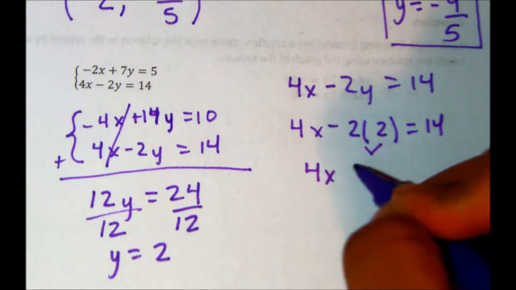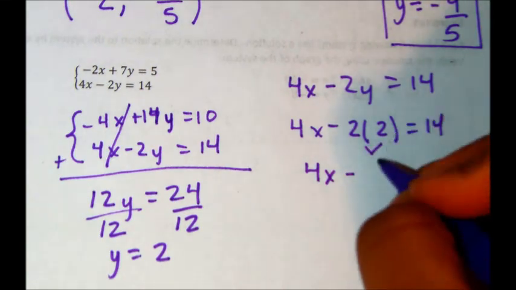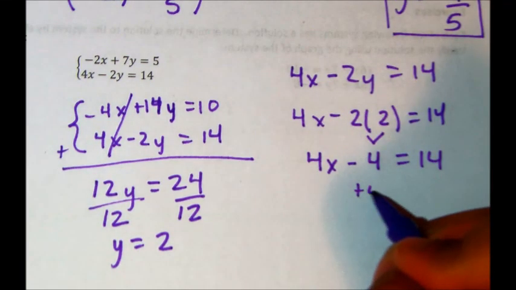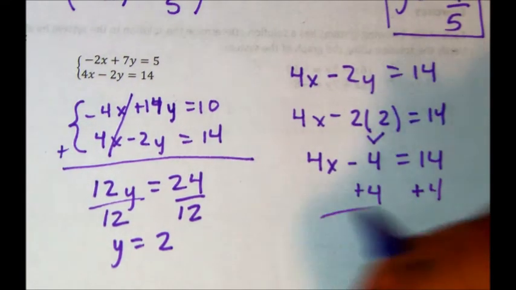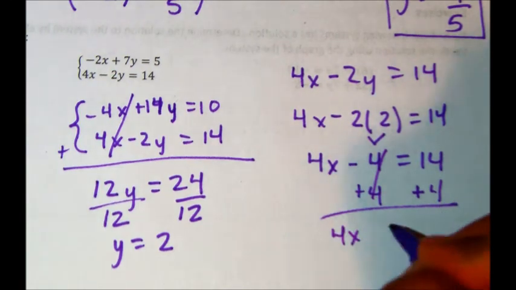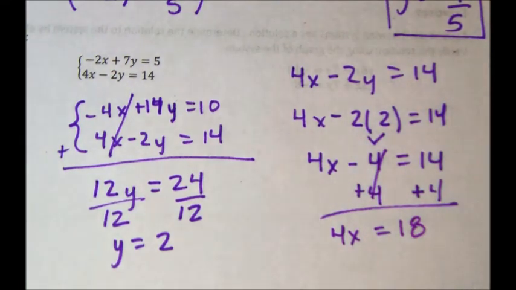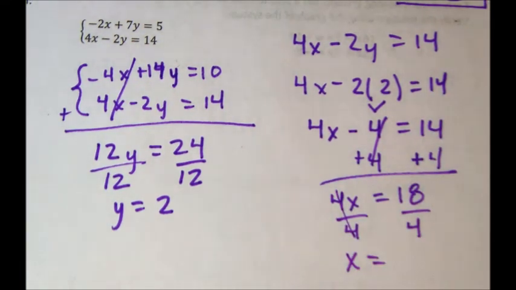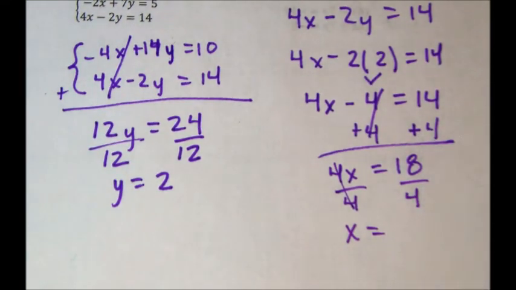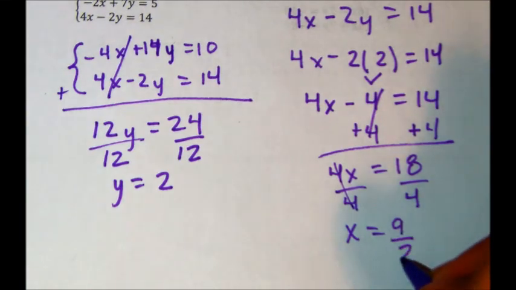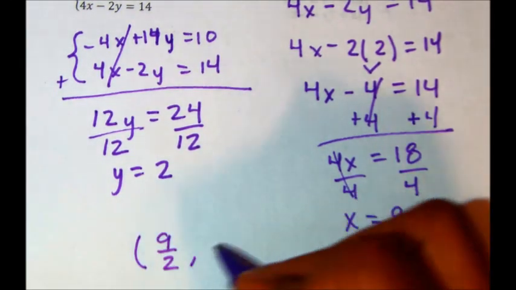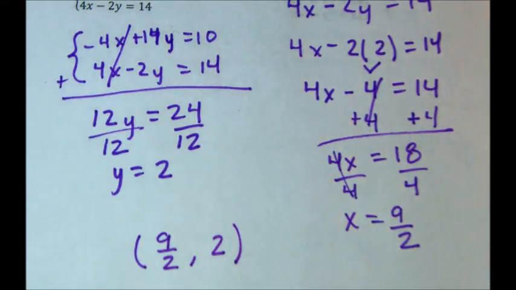Using the order of operations, I handle this multiplication. Negative 2 times 2 gives me negative 4 equal to 14. When I'm trying to solve for x, I need it alone, so I'm adding 4 to both sides. I'm going to divide by 4 on both sides, and x is equal to 18 divided by 4, which reduces to 9 over 2. What's the solution set for this system of equations? The solution set for this system of equations is 9 over 2 and 2.